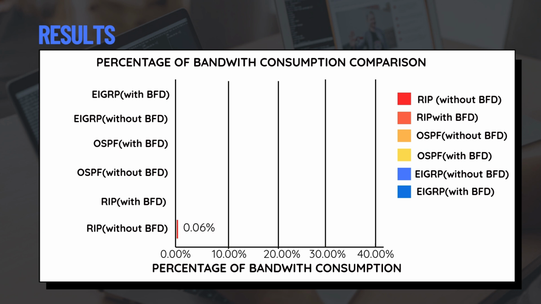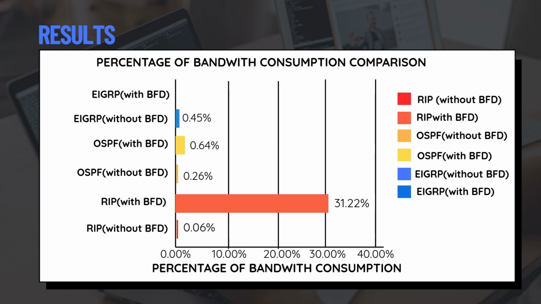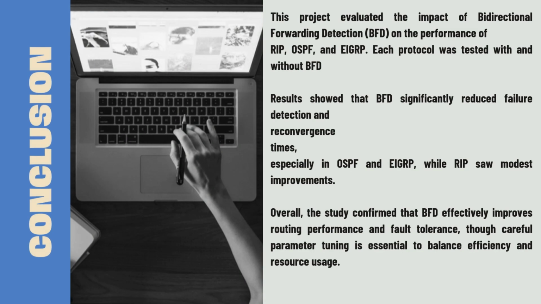Results: percentage of bandwidth consumption comparison. RIP without BFD, 0.06%. RIP with BFD, 31.22%. OSPF without BFD, 0.26%. OSPF with BFD, 0.64%. EIGRP without BFD, 0.45%. EIGRP with BFD, 0.76%.